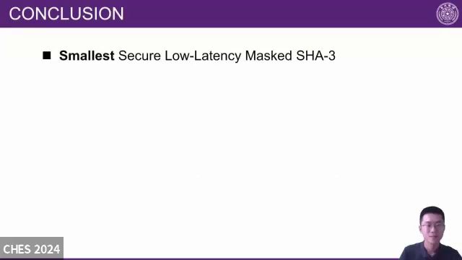In conclusion, the main point I'd like to leave you with is that we propose the smallest secure low latency masked SHA-3, which is only 3 times the area. The previous best was 4.1 times the area.